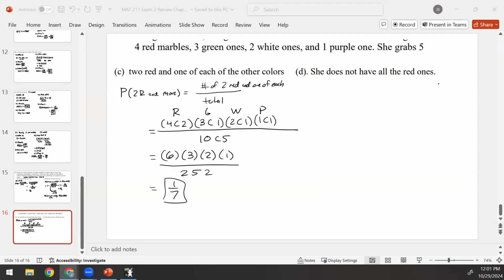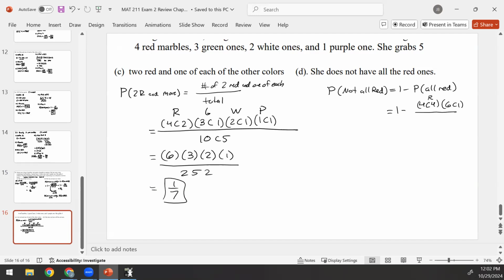And then she does not have all the red ones. Okay. So basically, if she doesn't have all the red ones, that means she has either 0 red, 1 red, 2 red, 3 red, but 4 red would not be allowed. So again, this is another case of the complement, the probability of not all red is equal to 1 minus the probability of all red. So that would be 1 minus, the only time you can have all red is if you have 4 choose 4 for the red marbles, and then you just need a 5th marble, so that gives you 6 choose 1 more, and then we're still doing 10 choose 5.